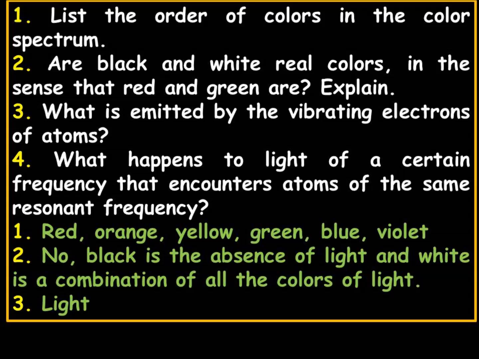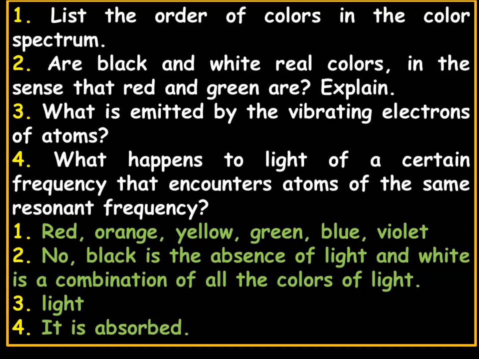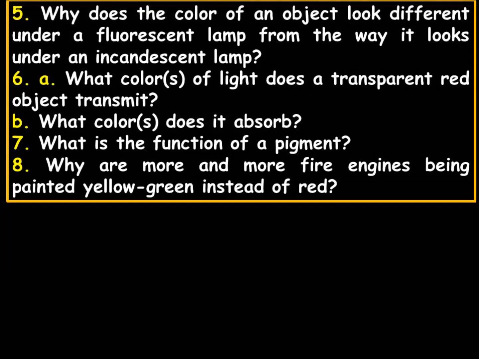What happens to light of a certain frequency that encounters atoms of the same resonant frequency? Well, it's absorbed. When I shine light into glass, it resonates with the ultraviolet, therefore it's going to absorb ultraviolet. That's as simple as that. So when something resonates, it means that it can be absorbed.